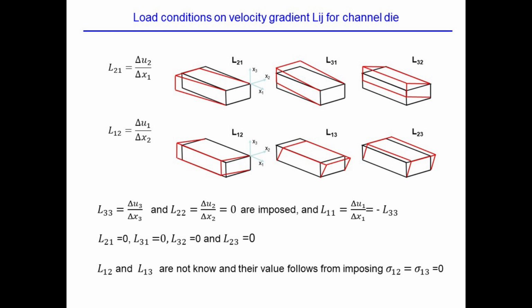So the trace of this tensor has to be 0. And then L12 and L13 are not known. If your texture is not orthotropic, you can develop shears as you compress your material. And so the condition is sigma 12 equals sigma 13 equal to 0.